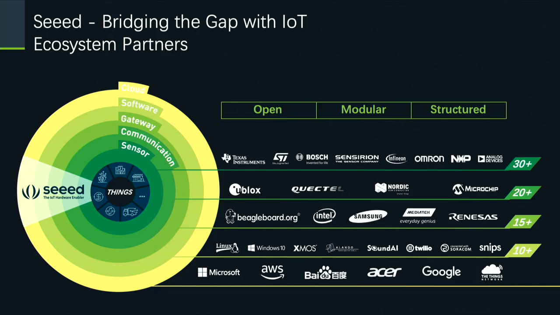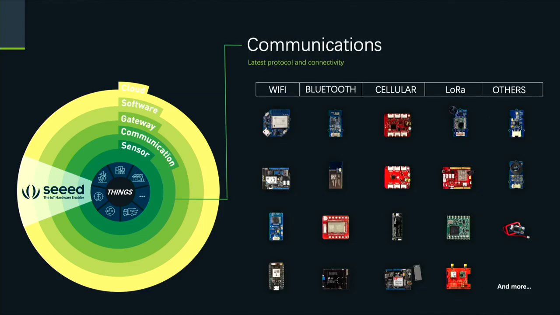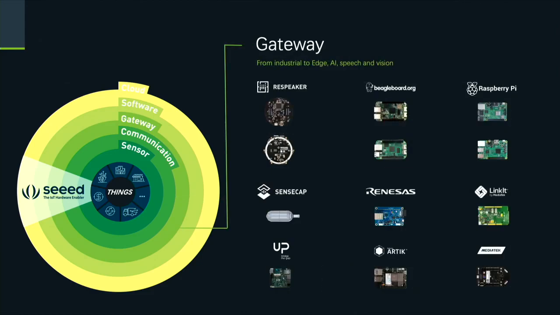From our perspective, there are 5 layers in a complete IoT solution. They are sensors, communication, gateway, software, and cloud. So we partner with different incredible partners in each layer. Let's dive in. Each layer is, for example, sensors. We have 300 different kinds of sensors that can satisfy your needs, like robotics and motion detection. And communication modules that cover most of the commonly used communication protocols. And gateways that can fit different scenarios, like ReSpeaker is for voice interaction, BeagleBone is for industrial control, SenseCAP is for wireless environment sensing.